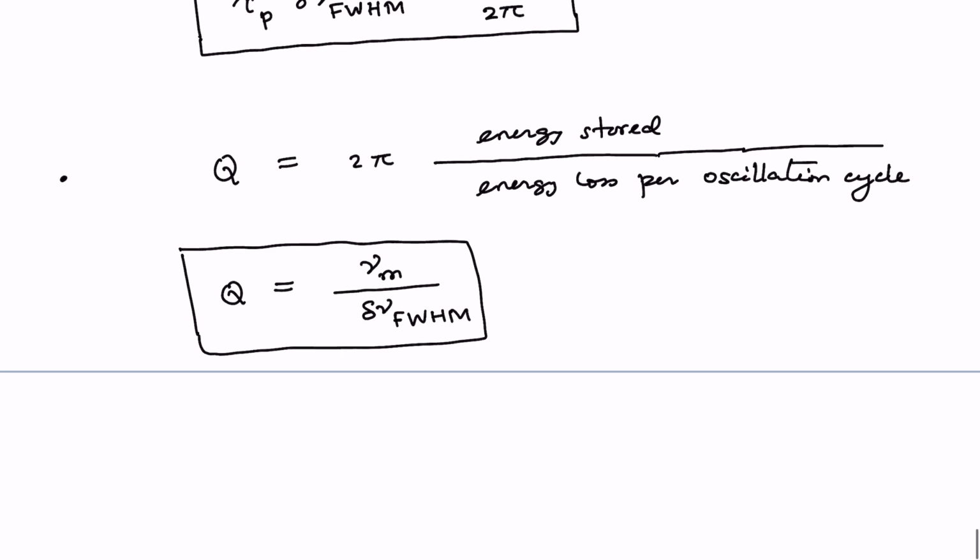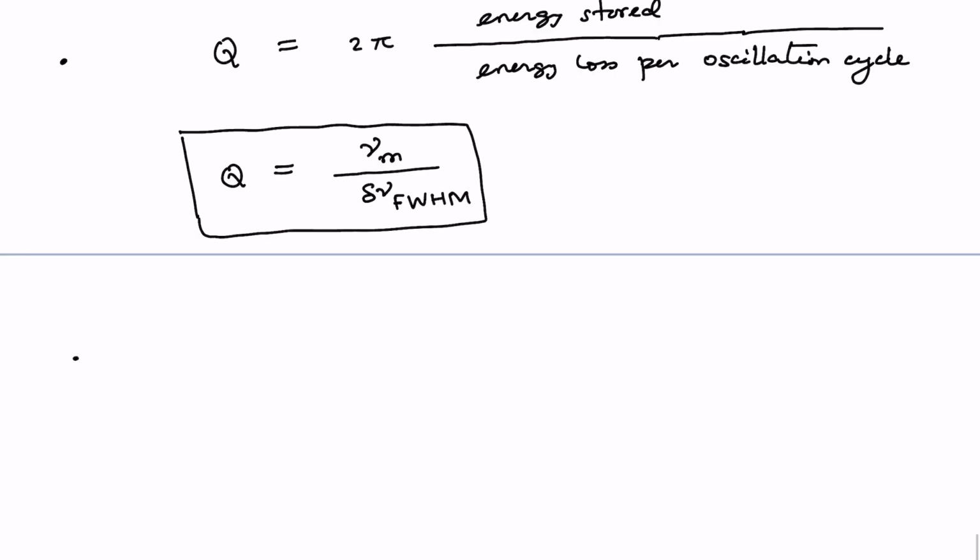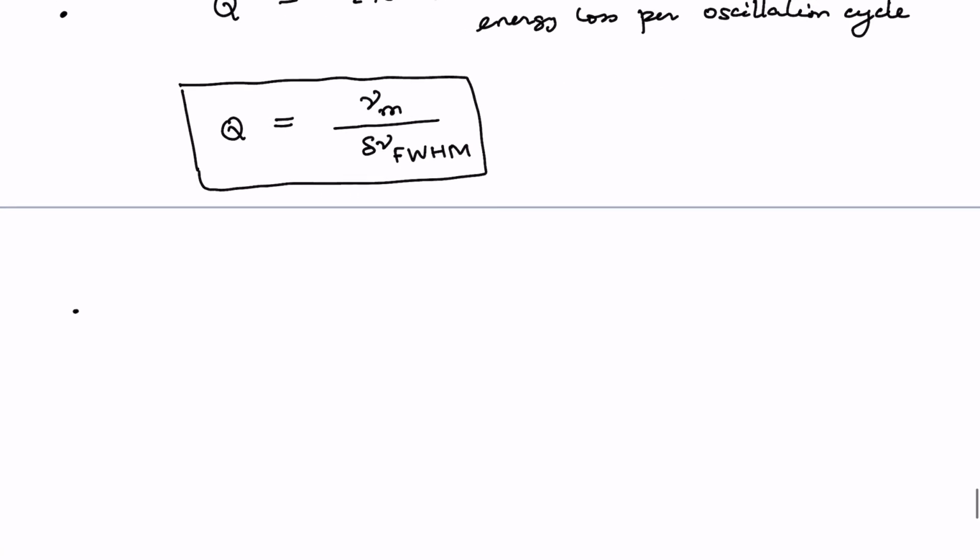In fact, quality factor and finesse are related to each other, and it can be trivially shown that they are related by this expression. In a Fabry-Pérot cavity, Q is m into finesse, where m is an integer. The quality factor is an integral multiple of the finesse.